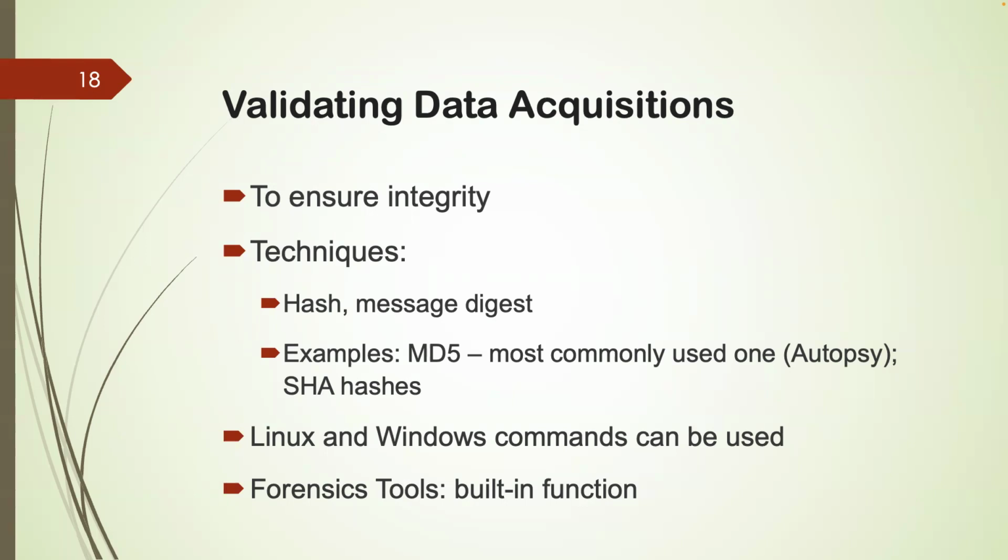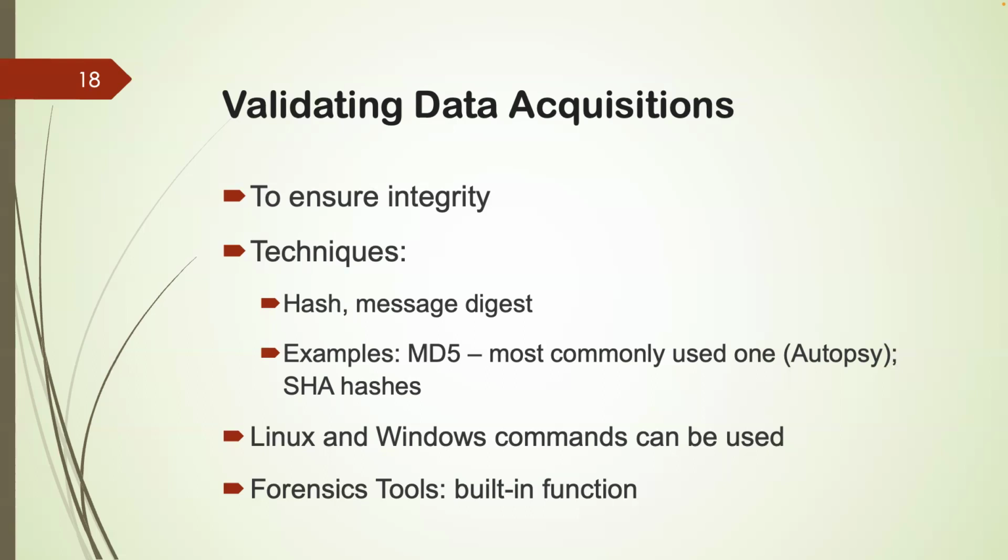The most famous or most used technique to do that is the hash. You can use the most common hashing algorithms, such as MD5 and the SHA hashes, of which there are different versions. There are also numerous other hashing algorithms you can use. Whenever you copy the data, take a hash of the original hard drive and a hash of the copy. If both were copied correctly, they will have the same hash.